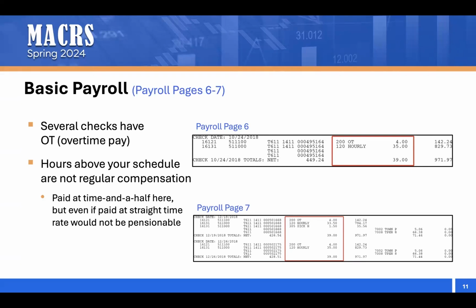And again, if you check the hourly rate by dividing the amount paid by the number of hours, you'll find out that it's paid at time and a half for that OT. But even if it was just paid at the normal rate, those additional hours still would not have been regular compensation.